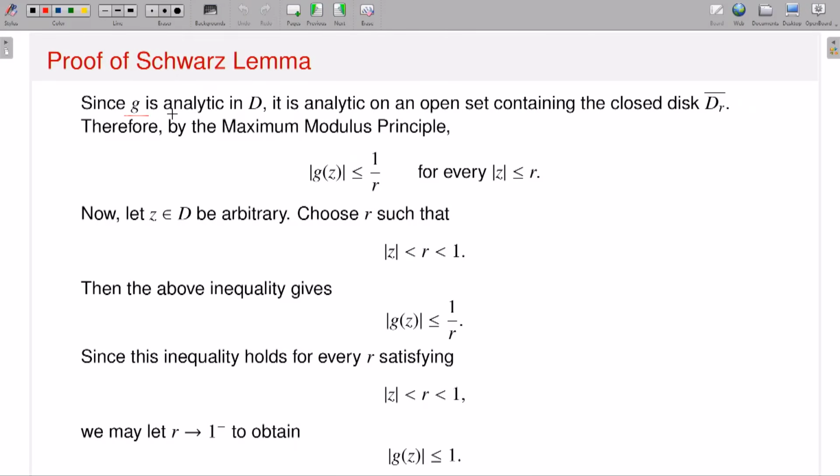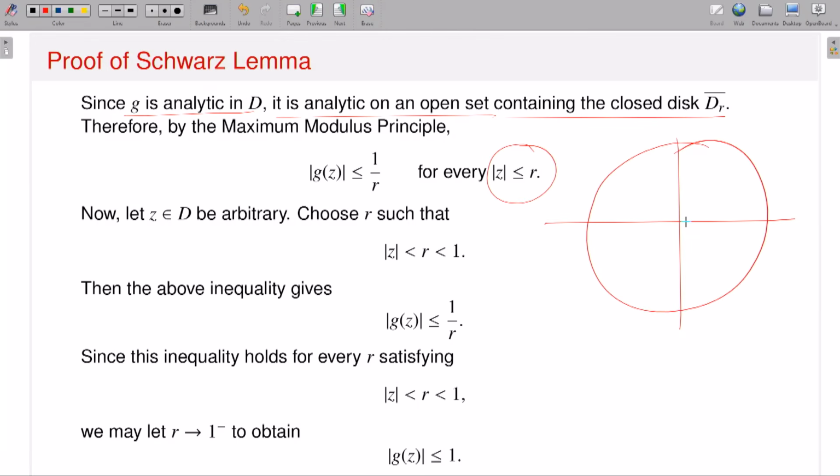Look, since g is analytic in D, it is analytic in an open set containing the closed disk D of r. So it proves in this way, because to include mod z equal to r, what I am saying is this. This is mod z equal to 1, so this has radius 1, so take a small radius, say r, so this is mod z equal to r. Now consider this set including the boundary, I am calling it D r closure.